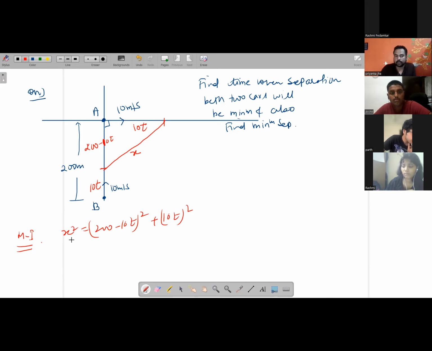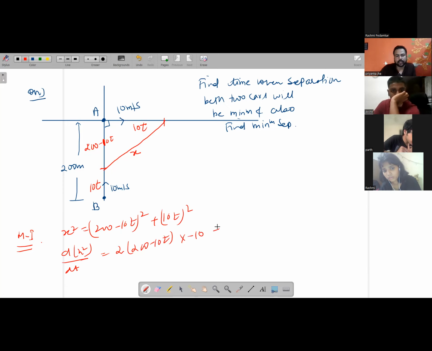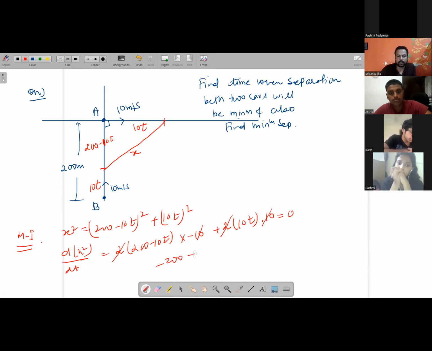If x is the minimum, then x square will also be minimum. Now you just have to differentiate this. So this is 2 into (200 minus 10t) into chain rule minus 10. And here 2 into 10t, and then coefficient of t is 10. After differentiating, you can equate it to 0. Now 2 and 2 gone, 10 and 10 gone. Minus 200 plus 10t plus 10t equal to 0. So 20t equal to 200. So now we can see that t equal to 10 seconds.